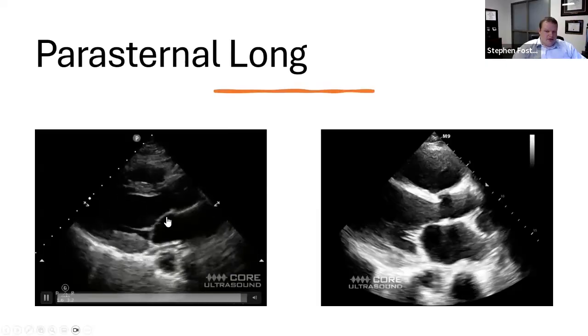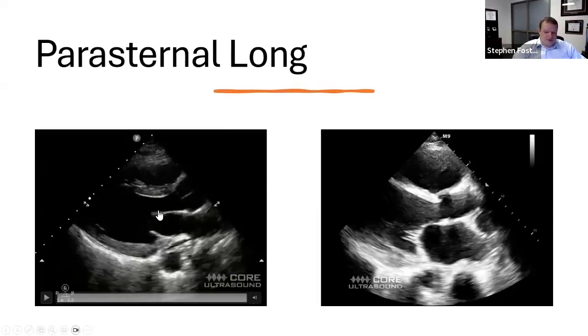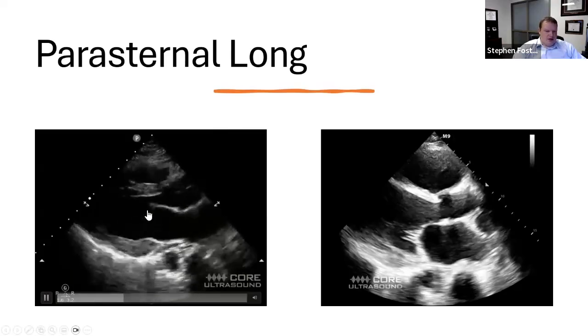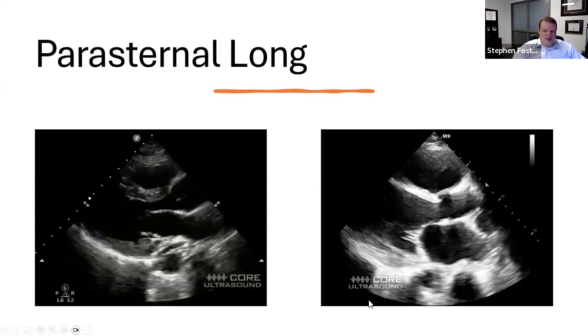And then you assess valvular function. If you look at the valve right here, we're looking to make sure that it slaps the wall on either side. That is generally a pretty good indicator that the ejection fraction is normal.